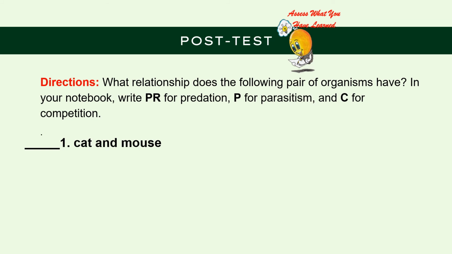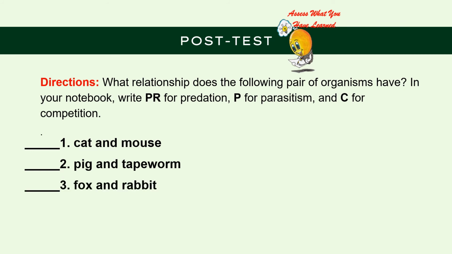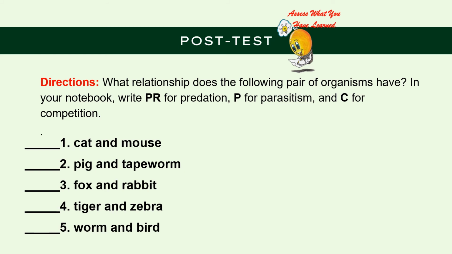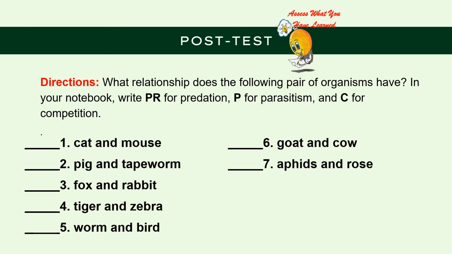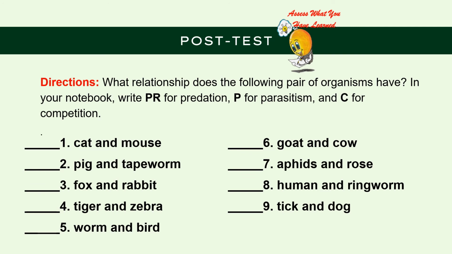Number 1, cat and mouse. Number 2, pig and tapeworm. Number 3, fox and rabbit. Number 4, tiger and zebra. Number 5, worm and bird. Number 6, goat and cow. Number 7, aphids and rose. Number 8, human and ringworm. Number 9, tick and dog. Number 10, owl and worm.